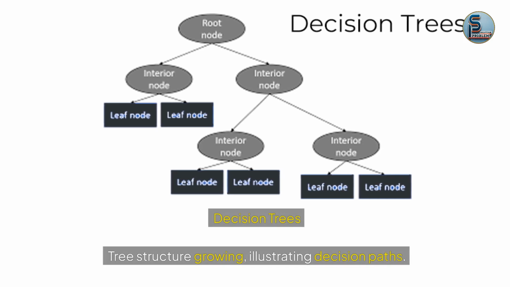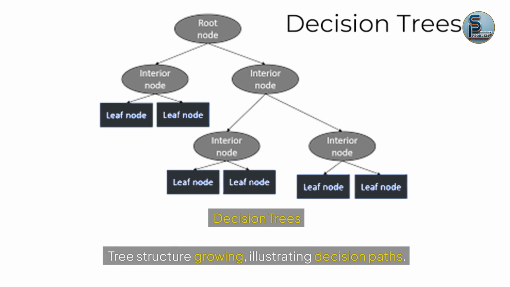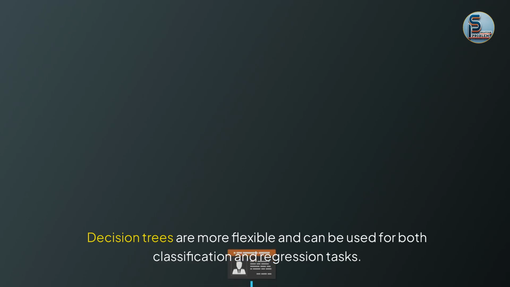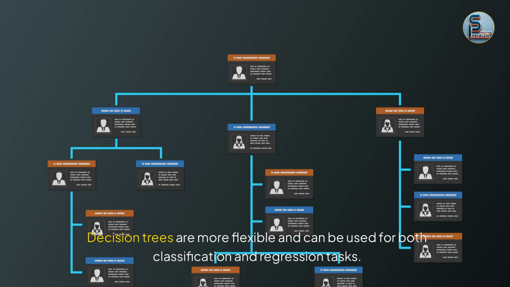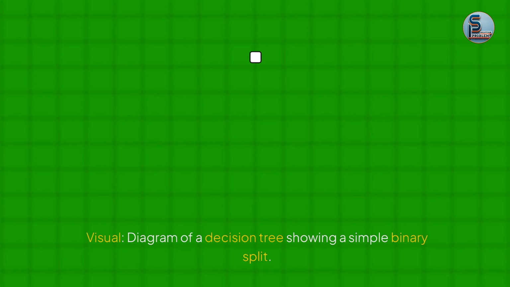Decision trees, tree structure growing, illustrating decision paths. Decision trees are more flexible and can be used for both classification and regression tasks. Visual diagram of a decision tree showing a simple binary split.